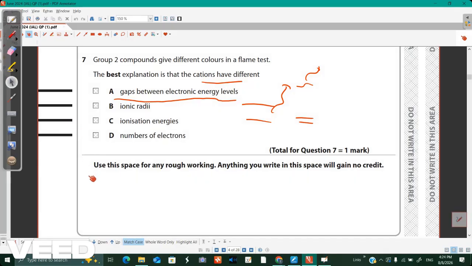Okay, all those other things are not wrong. Different ionic radii is also right, but it doesn't explain why there's a difference in radiation energy. Difference in radiation energy is always due to different gaps, right? So it explains much better, because radiating energy is with respect to the gap between these energy levels.